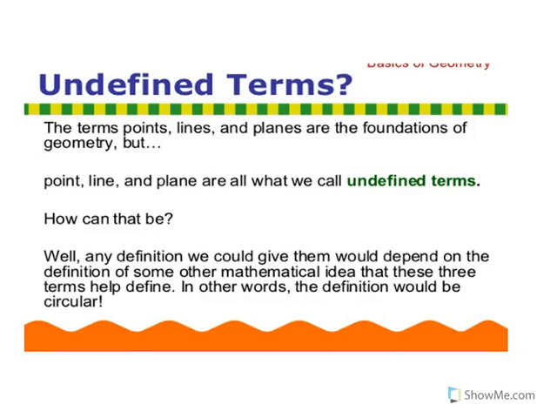Undefined terms. The terms points, lines, and planes are the foundation of geometry, but point, line, and plane are all what we call undefined terms. Okay, how can that be? Well, any definition we could give them would depend on the definition of some other mathematical idea that these three terms help define. In other words, the definition would be circular.